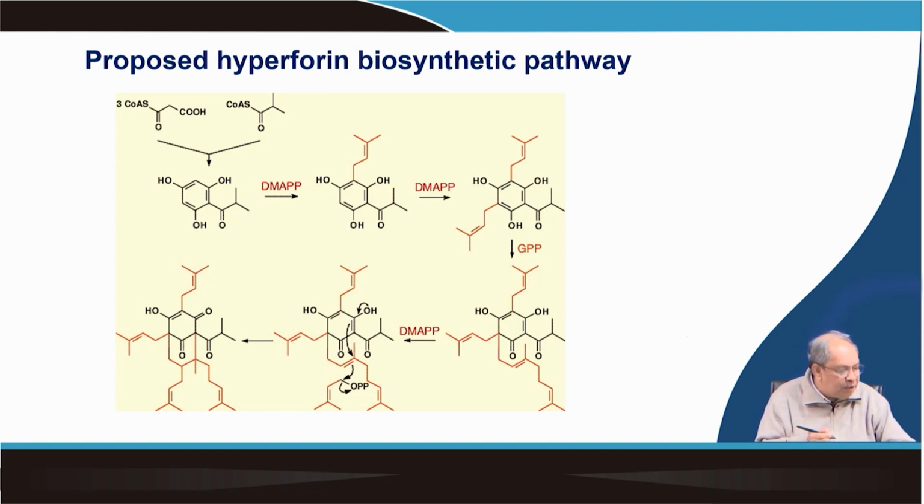Now, the proposed biosynthetic pathway is basically like this. Here, 3 molecules of malonyl CoA join with isobutyryl CoA. So, this is basically isobutyryl CoA.